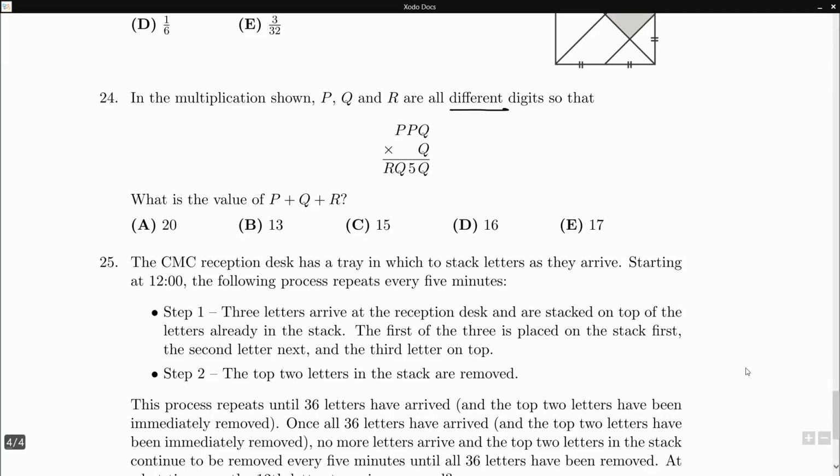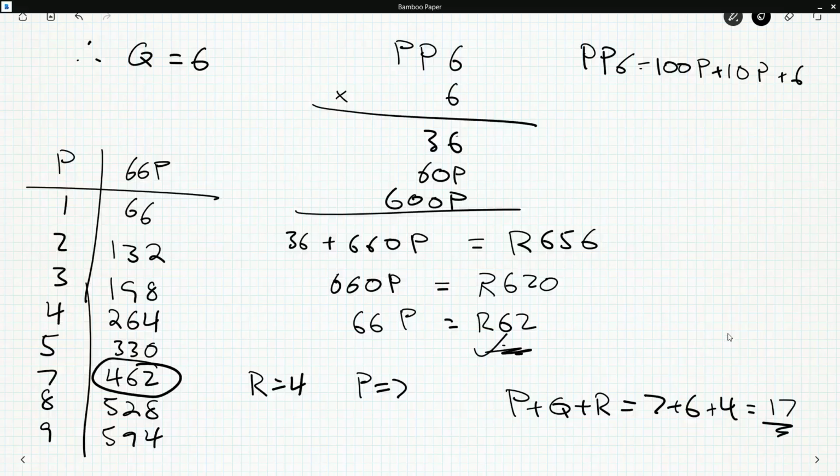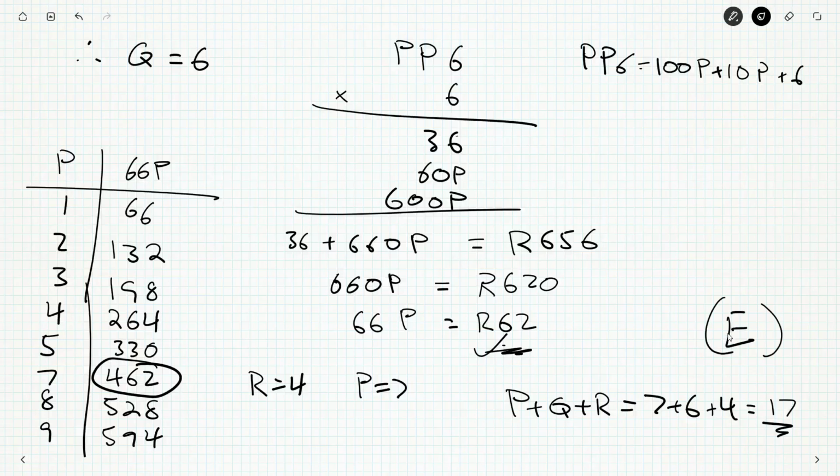Is 17 one of our answers? Yep. There it is at the end. So we have an answer of E.